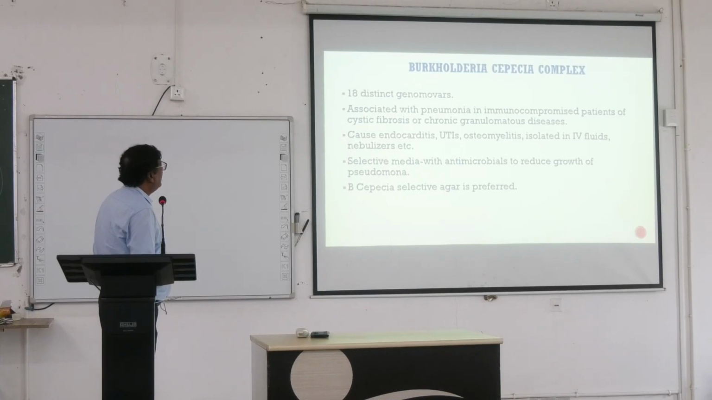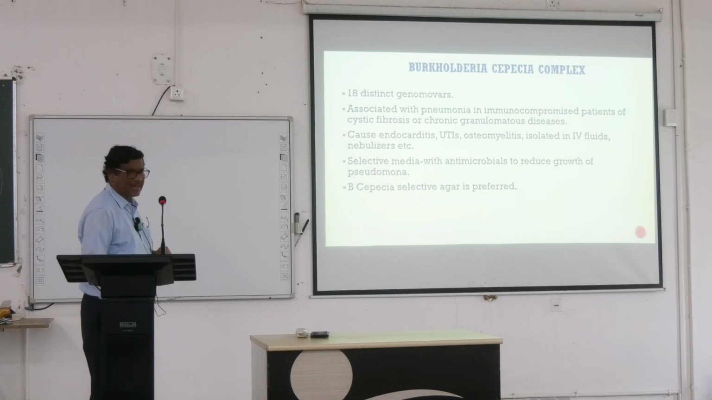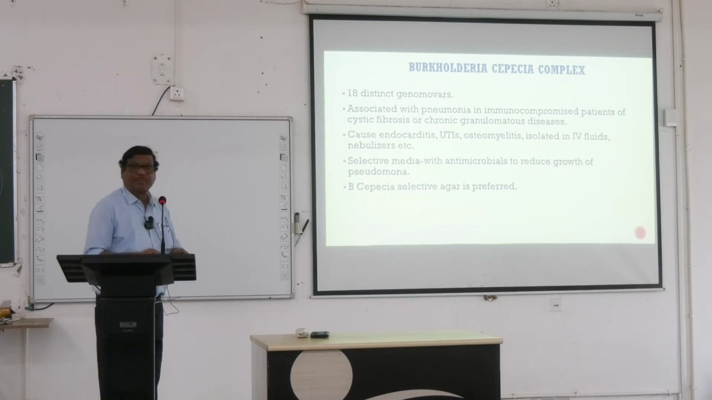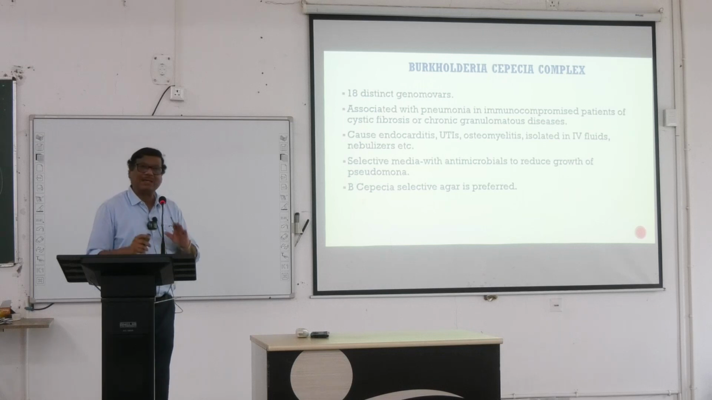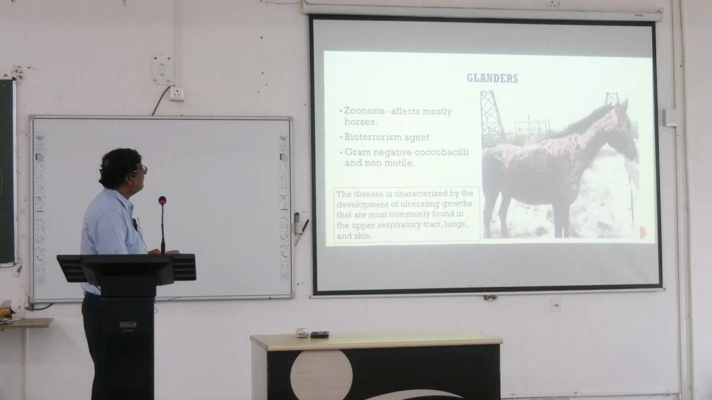Burkholderia cepacia has 18 distinctive genovars and is associated with pneumonia in immunocompromised patients, cystic fibrosis and chronic granulomatous disease. It causes endocarditis, UTI, osteomyelitis, and is isolated in IV fluid, as I have mentioned. For IV fluid, be careful, check it, and nebulizers, etc. Selective media with antimicrobials reduce the growth of Pseudomonas. On usual media like MacConkey, you can add special antibiotics to check the growth of Pseudomonas and promote the growth of Burkholderia. For Burkholderia cepacia we prefer the selective media.